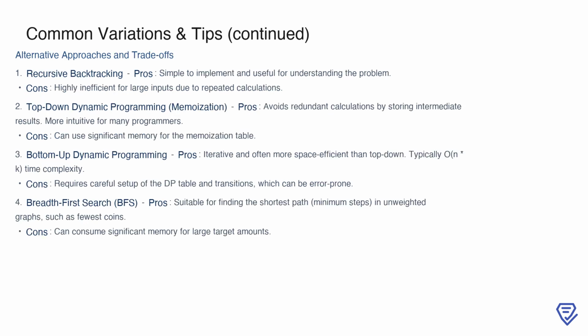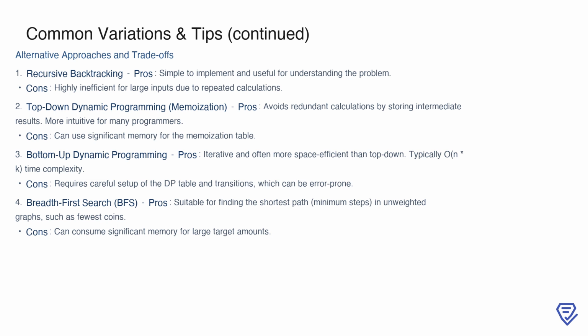There are several approaches to solving the coin change problem, each with its own advantages and trade-offs. Recursive backtracking, for instance, is straightforward to implement and helpful for understanding the problem, but it becomes inefficient for large inputs due to repeated calculations. Top-down dynamic programming, or memoization, improves efficiency by storing intermediate results. Many programmers find this approach intuitive, but it can consume significant memory depending on the size of the memoization table. Bottom-up dynamic programming, on the other hand, is often more space-efficient and avoids recursion altogether. However, setting up the DP table and ensuring correct transitions can be tricky and prone to errors.